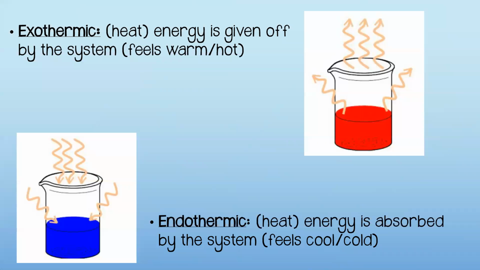Endothermic is the opposite. Endo means inside. And in this case, the heat energy is being absorbed by the system. So it's coming from the outside environment into the system. You can see the arrows going in. If you're holding this beaker and it's an endothermic process, it is basically taking the heat from your hand and pulling it into the system. So these are going to feel cold.